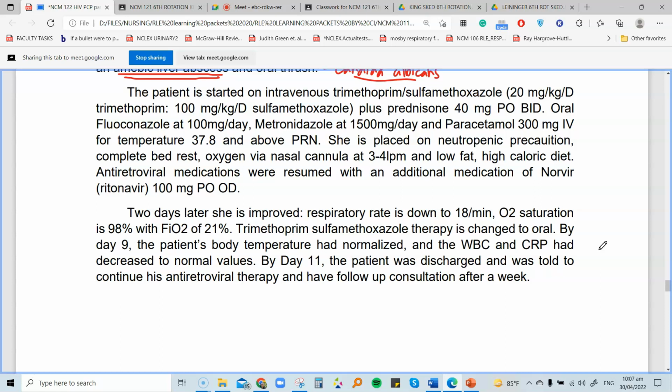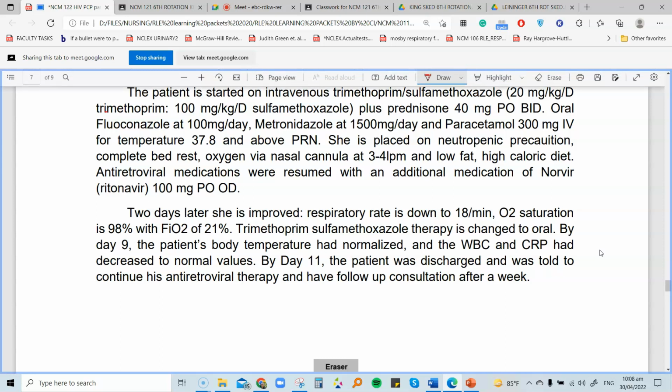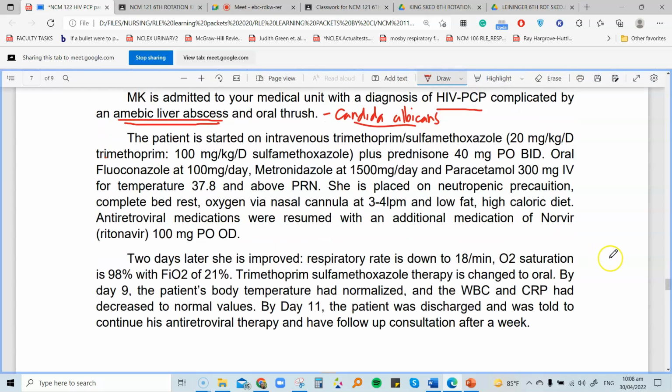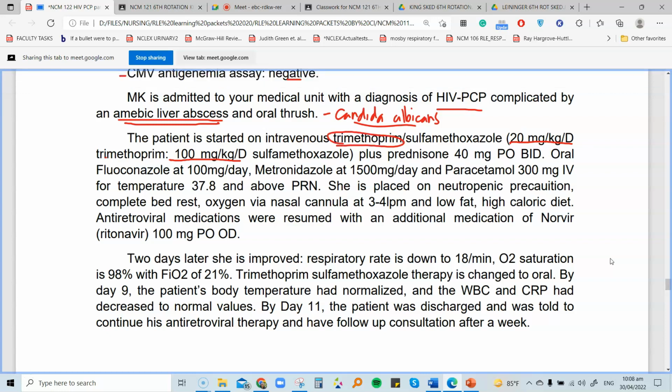You have your trimethoprim with your sulfamethoxazole. Your trimethoprim will have an order of 20 milligram per kilogram. And your sulfamethoxazole will have 100 milligram per kilogram per day of administration.